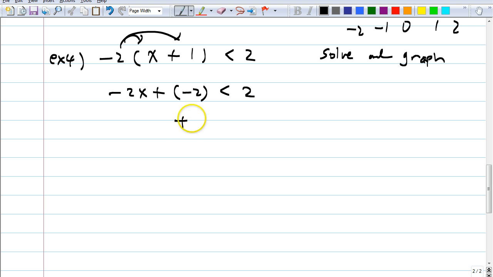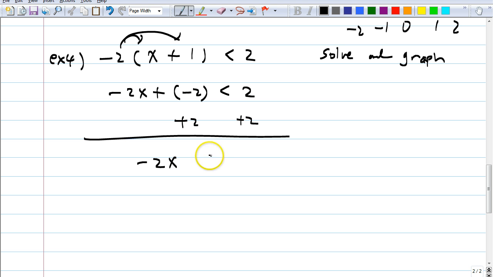Add 2 is correct. Add 2 to both sides, right? Because you're subtracting 2. So I get negative 2x less than 0. Do I reverse the inequality symbol? No, I don't. Okay. What's 2 plus 2, class? 4. Okay. Now, what should I do next here, Elena?